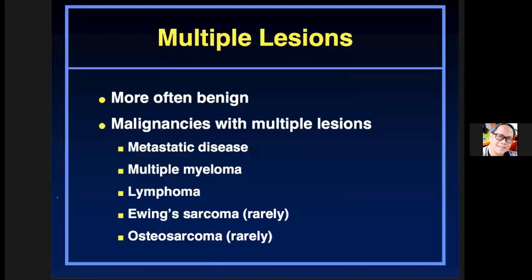So some lesions tend to be multiple. And again, the book mentions that if you are looking at multiple lesions, most often they are benign. But there are also malignancies with multiple distribution. So a classic example is metastatic disease, multiple myeloma, lymphoma, Ewing sarcoma, and osteosarcoma.